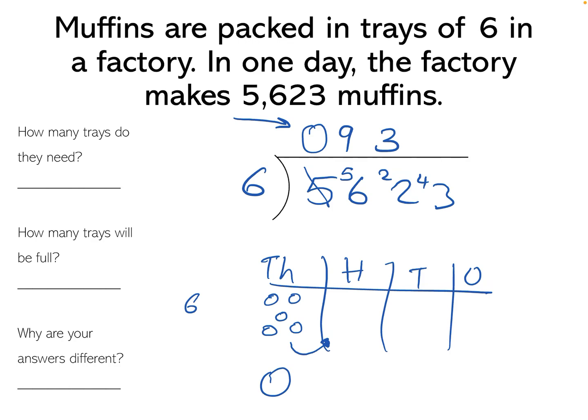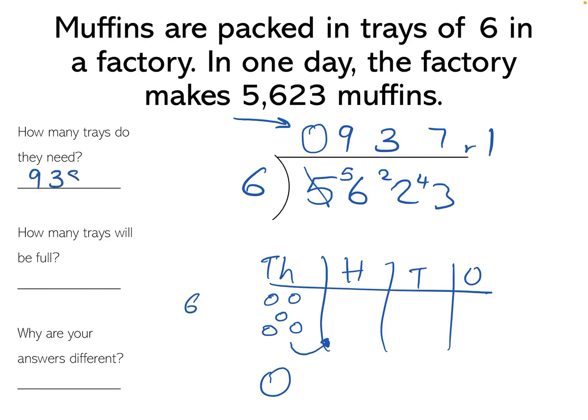6s into 43. Now, I just said that it was 42, so that must be 7. The remainder of 1. You can tell me if I'm wrong. Yeah, 6 times 6 is 36. Add on another, which makes 7 times 6, which is 42. Yeah, remainder 1.